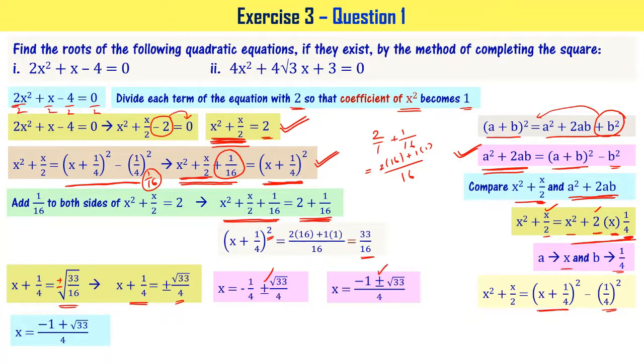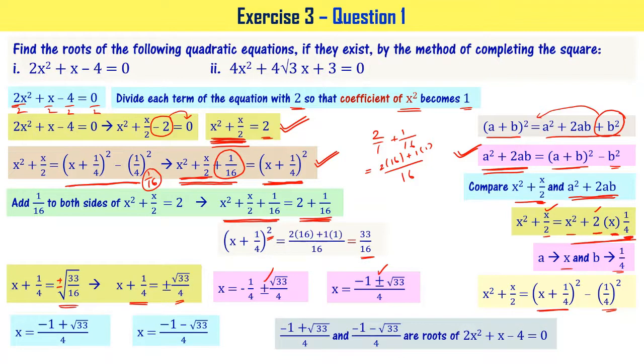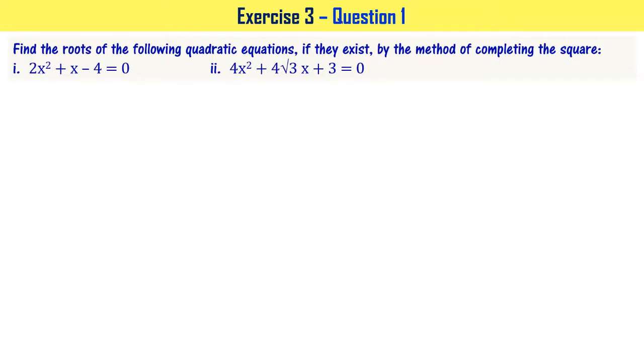And when I use the minus symbol, it is going to be minus 1 minus root 33 divided by 4, right? So to answer the question, the two roots of the given equation are minus 1 plus root 33 by 4 and minus 1 minus root 33 by 4. These are the roots of 2x square plus x minus 4 equal to 0. Understood? Now let's look at the second part of the problem.